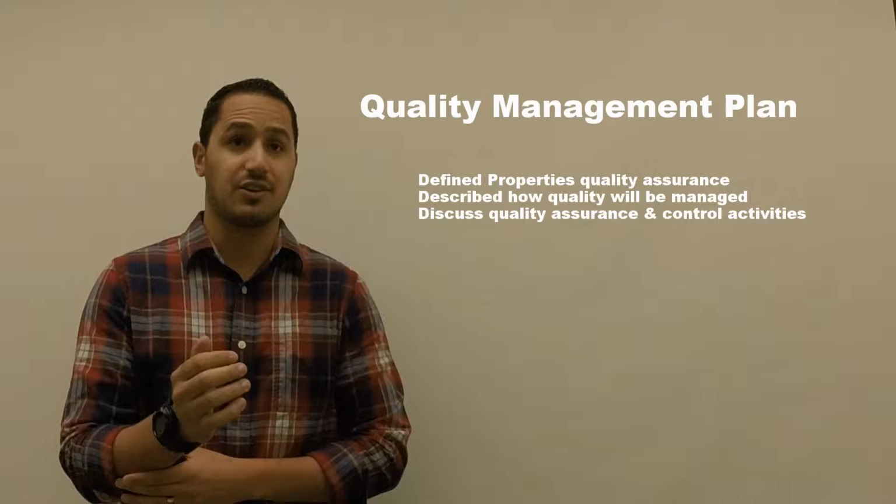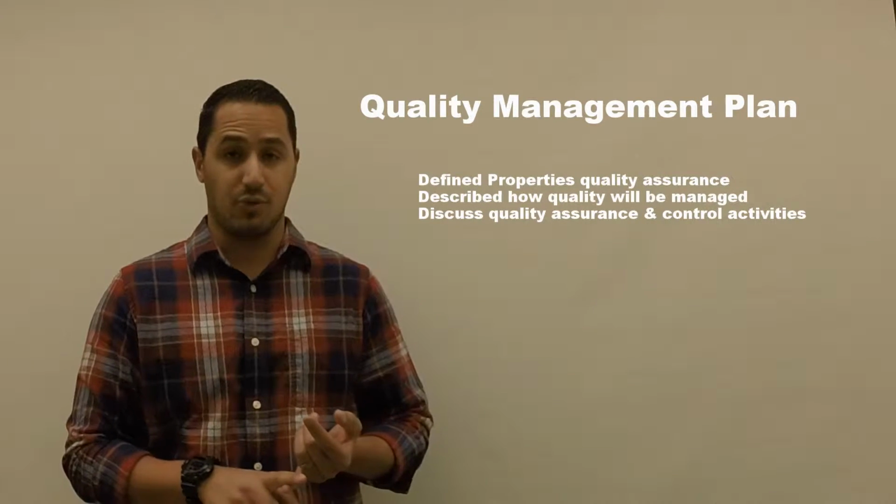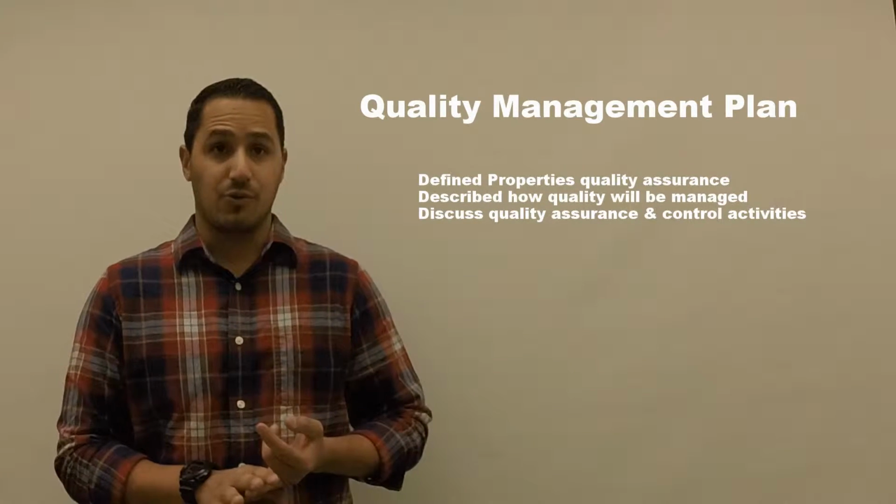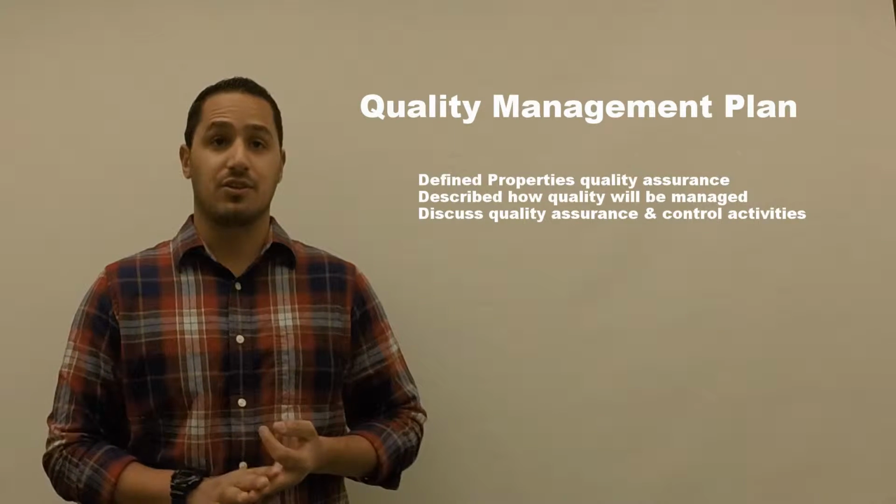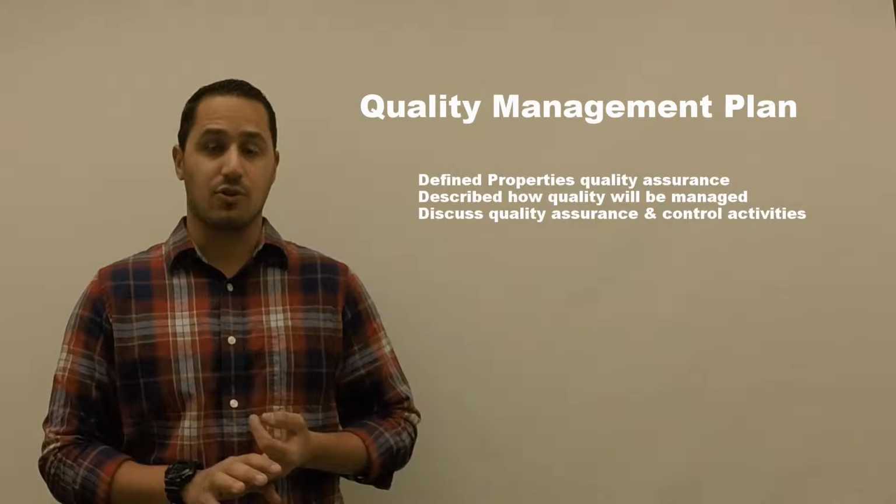The objective of this section is to define the project's quality assurance, describe how quality will be managed, and discuss quality assurance and control activities.